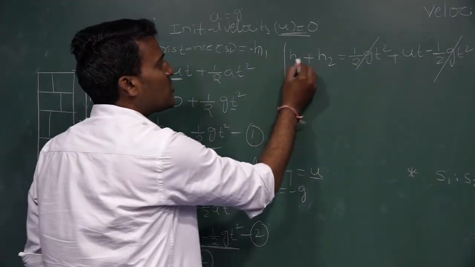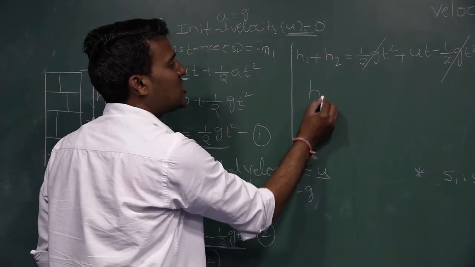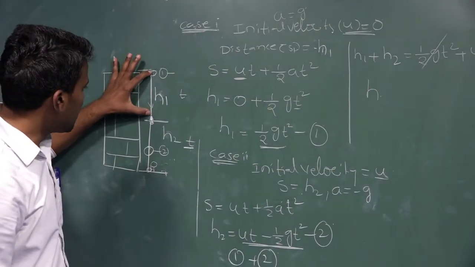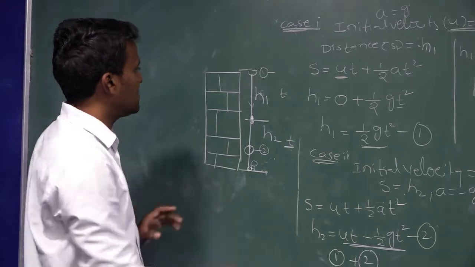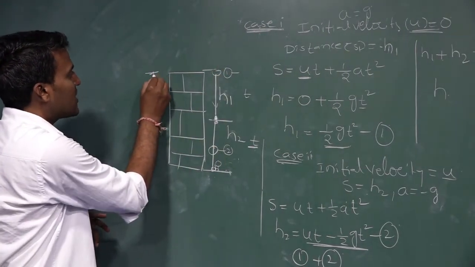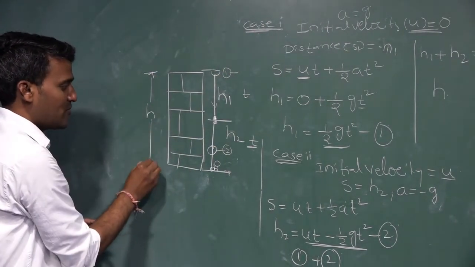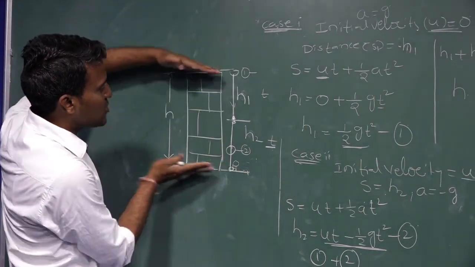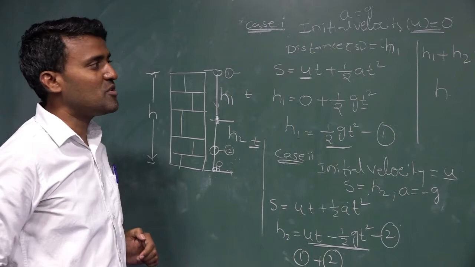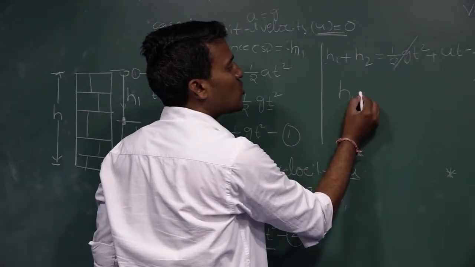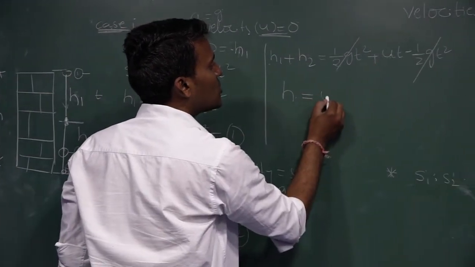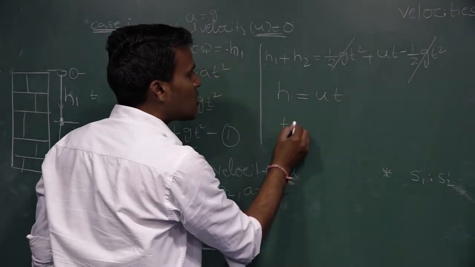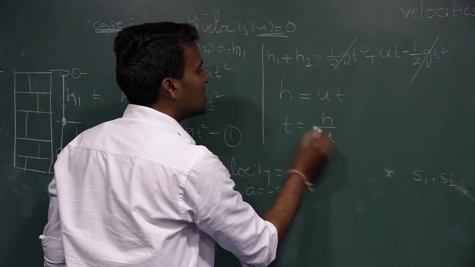We are writing h1 plus h2 is equal to h, the height. See here, this is h1 height, this is h2 height. If you add these two, we can get the height of the building. h1 plus h2 gives the total height of the building. So h1 plus h2 is equal to h, that is equal to u t. So t is equal to h by u is the answer.